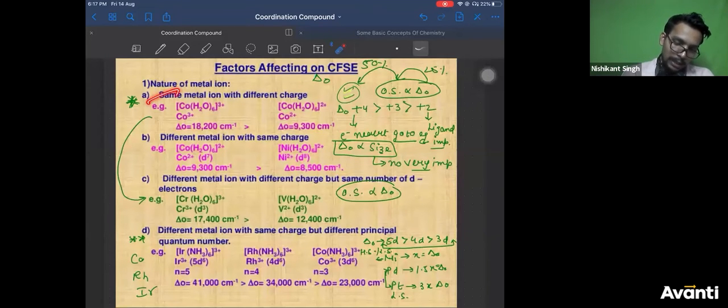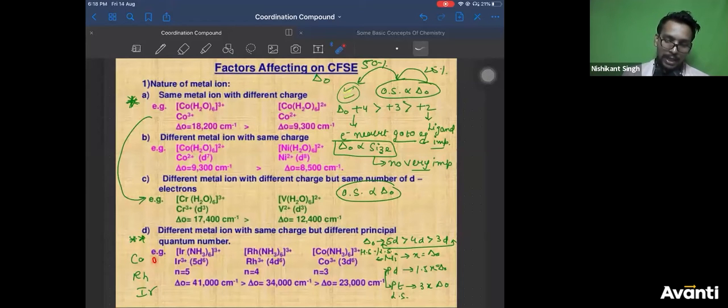A and D are the same? No, A and D are not the same. Here, the oxidation state is changing. Here, your metal is changing. What are you talking about, Kishore? How are A and D the same? Here, your metal is the same, beta. Here, your metal is different. Here, your oxidation state is changing. Here, your metal is changing.